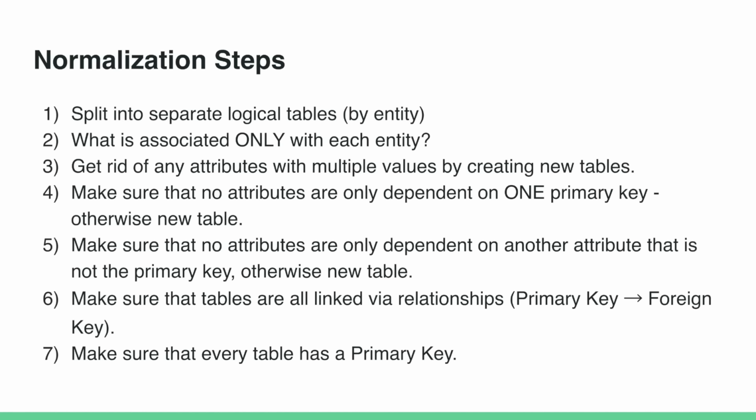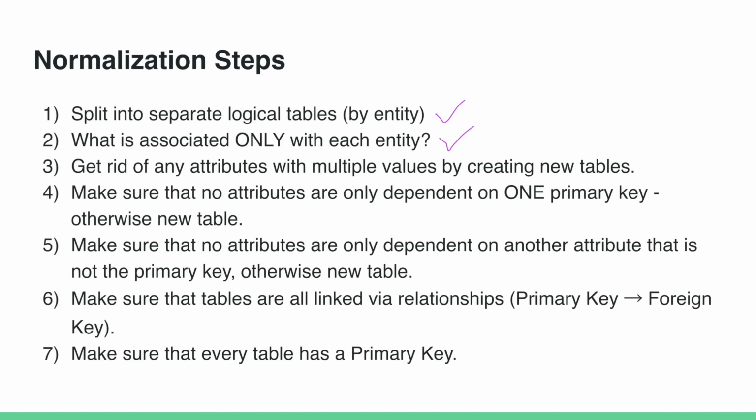So the first thing I would say is you need to split your big table that you're given into separate logical tables by entity. So for example, if you've got cars, mechanics, and mechanic shop, and you have attributes for all of those in the same table, you need to split it up. And in each one of those smaller tables, you need to include what data corresponds only to that given entity. So for example, what corresponds only to cars needs to go in one table.